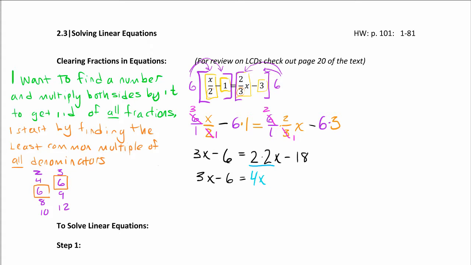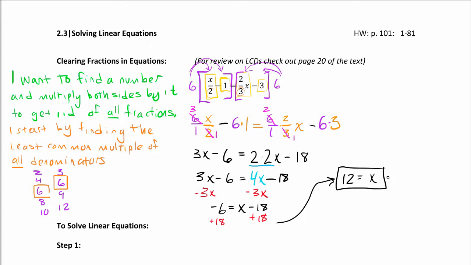Now I just have a relatively straightforward problem like one you saw in 2.2. So I'm just going to subtract 3x from both sides here. There's some work in this process of clearing the fraction. It's kind of a complicated step, but once you take it, you end up with a problem that is free of fractions, and that should be an easier situation. Then I end up with 12 equals x. So that is my final answer.